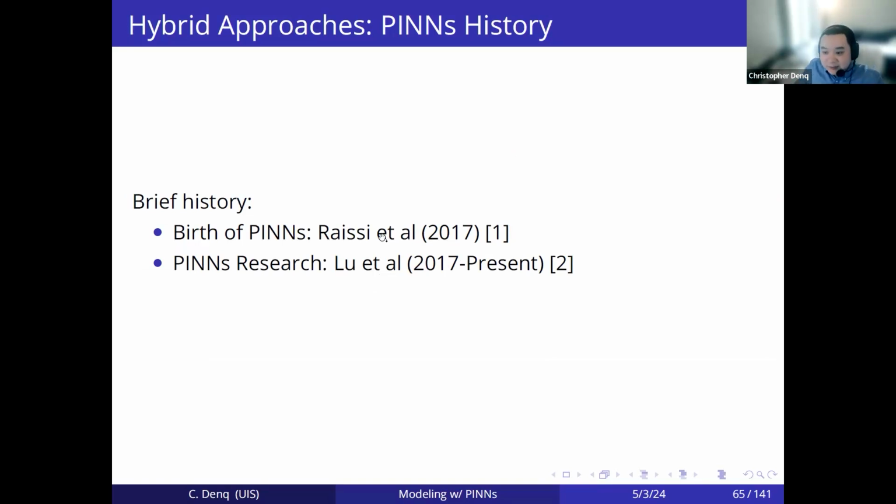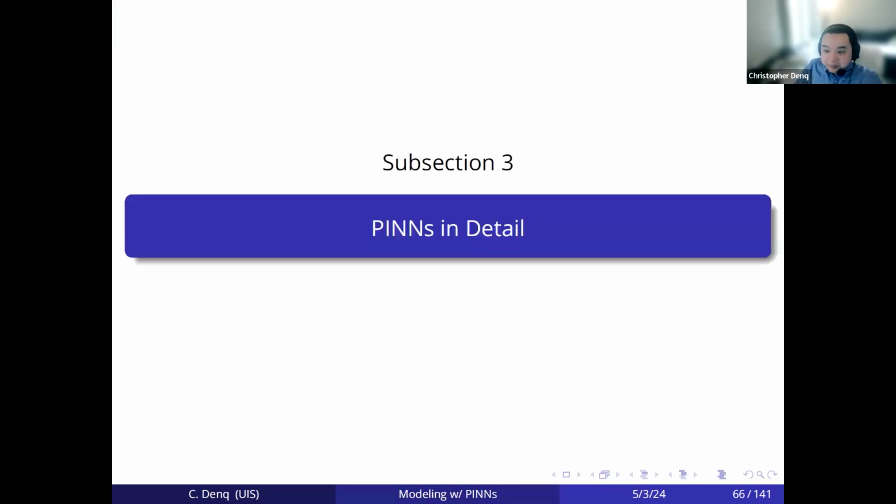But really, that's just it, right? PINNs are so recent, and yet they have so much promise. That's one of the big things I'll talk about later in this talk: PINNs are a very recent development and have a lot of promise that is not yet fully explored.